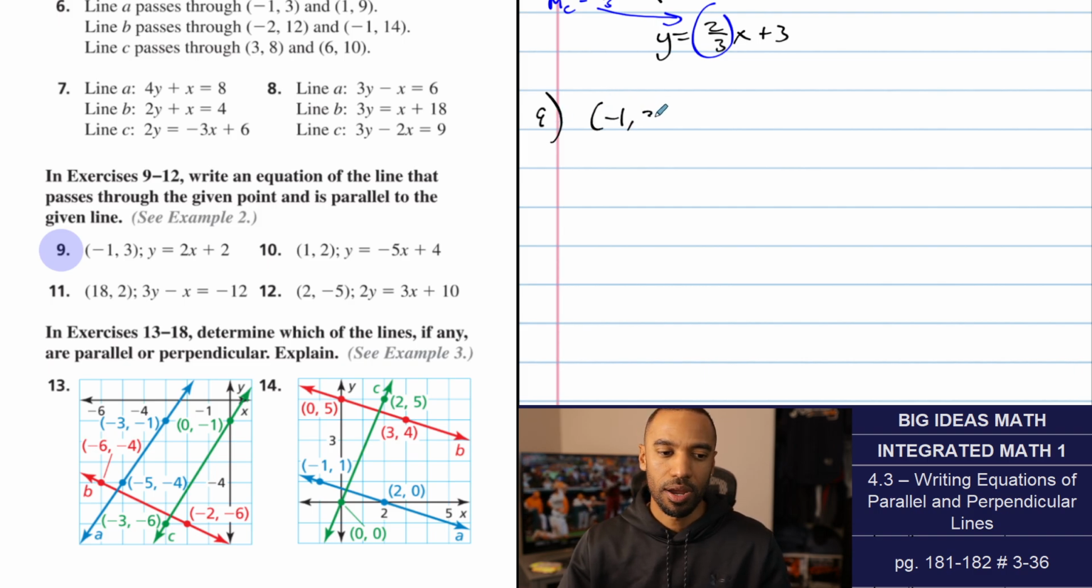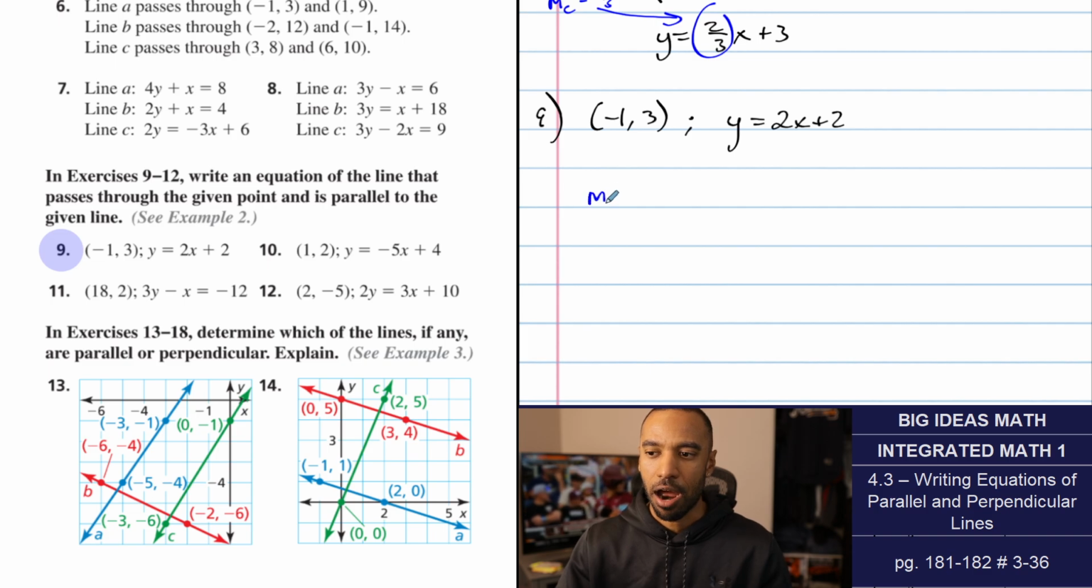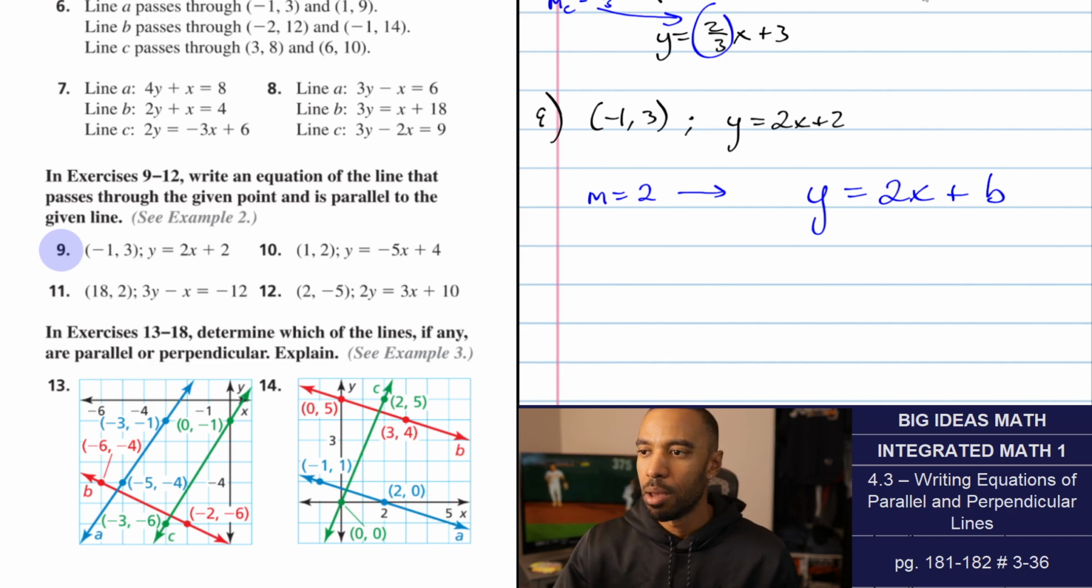So we're passing through a point, -1, 3, and the equation is y equals 2x plus 2. So given that we're parallel, our slope needs to be the same. If our slope needs to be 2, because this one's slope is 2, then our equation is going to look like y equals 2x plus some b. Our goal is to find this b value by substituting.